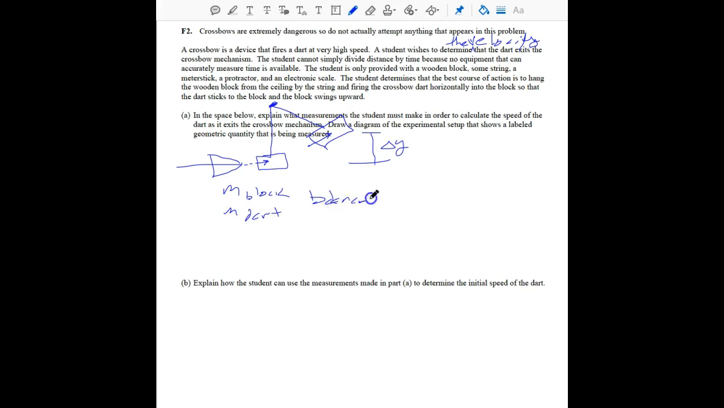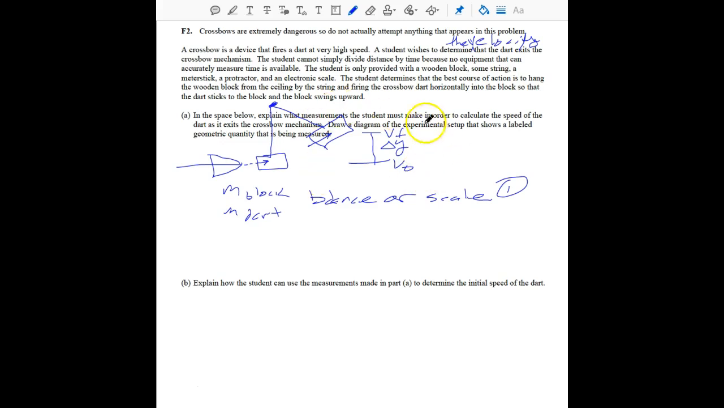So a balance, or you could use a scale. Either one, if you mention it, would be fine, and that would be 1 point. The second one is to mention the original and final height here. So this would be the final height. This is the original height. That is the second point.